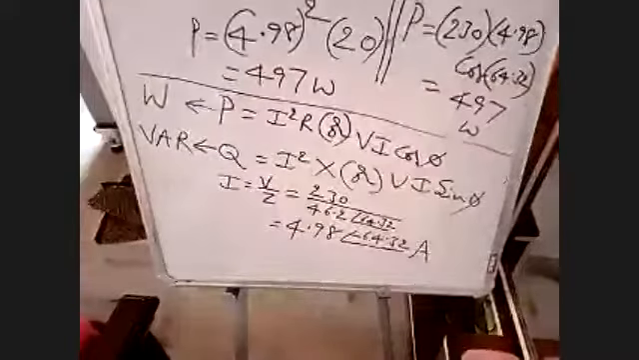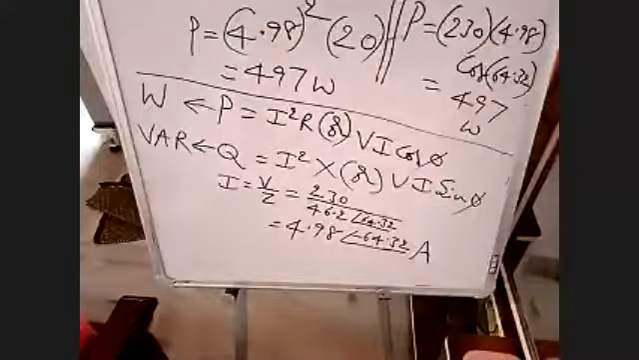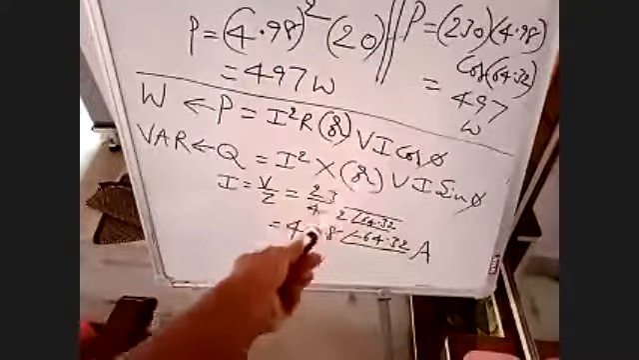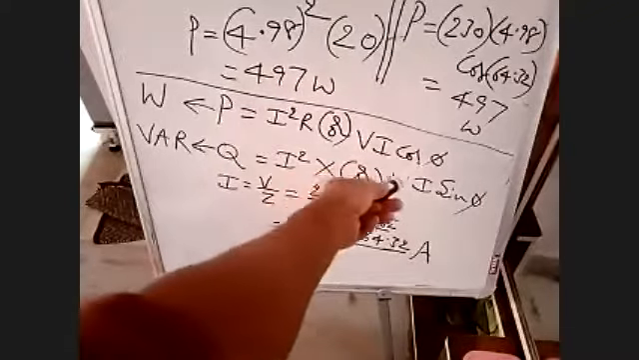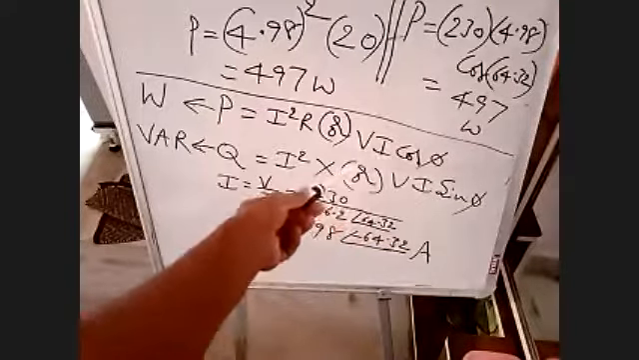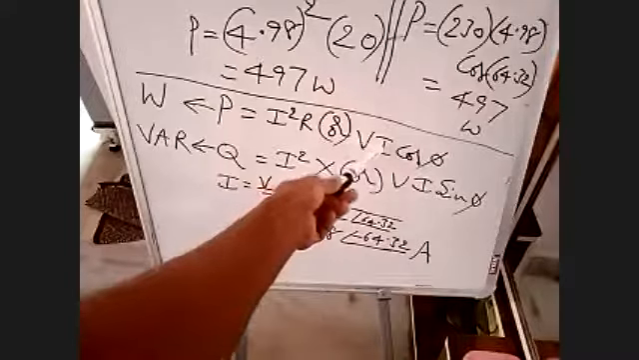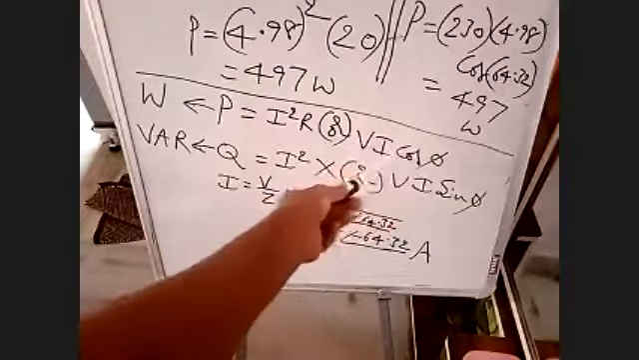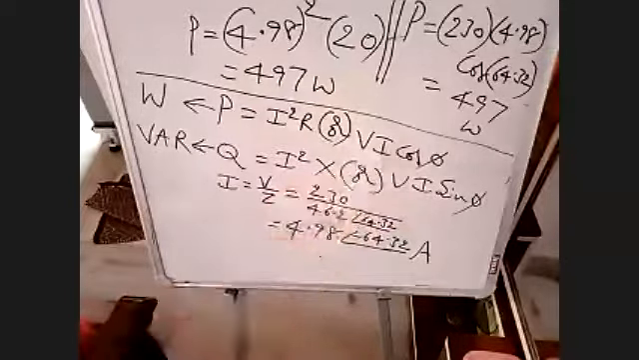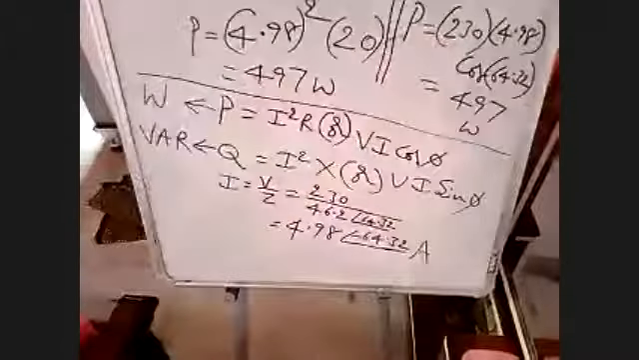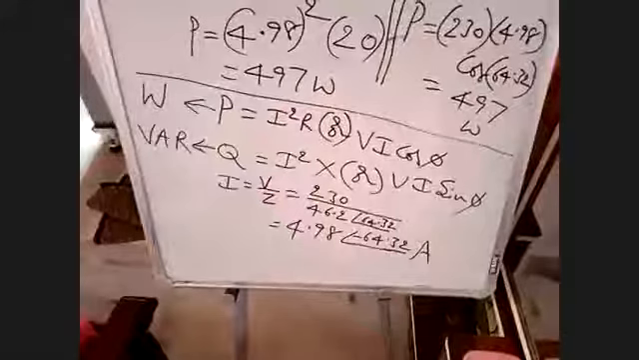See, I am not taking the angle here for current. Listen here. Phi is the angle in between voltage and current. There is no need to take the angles for voltage and current here. That's why for current and voltage, I am taking only the magnitude.